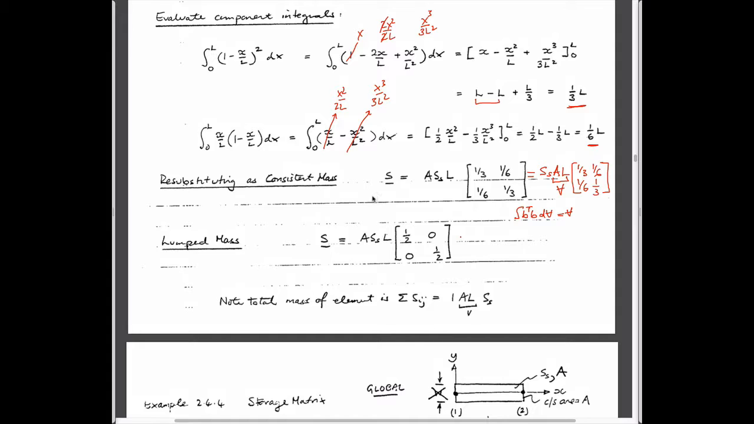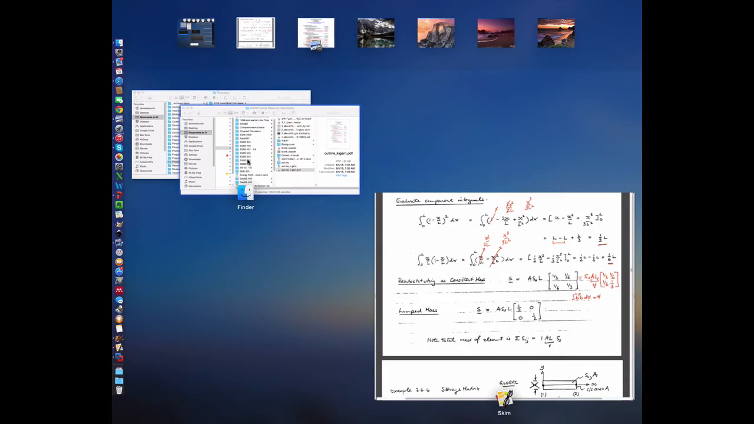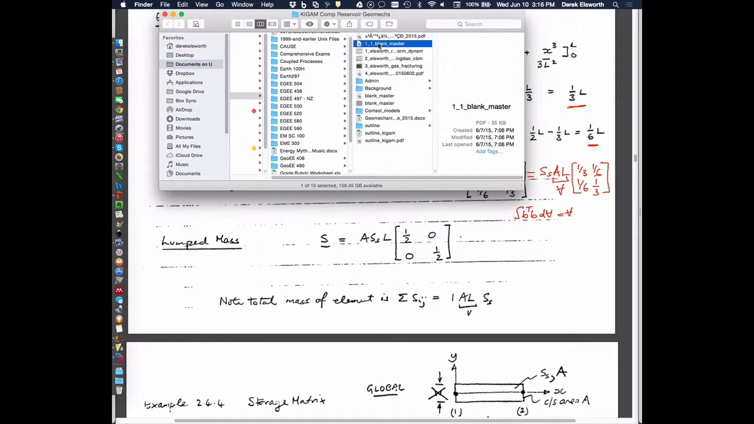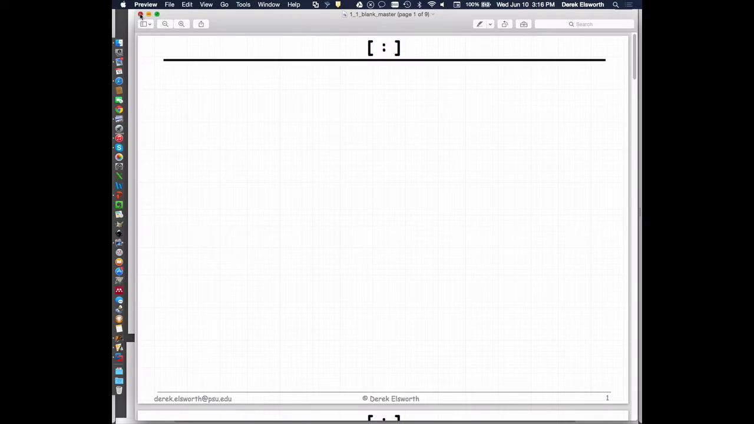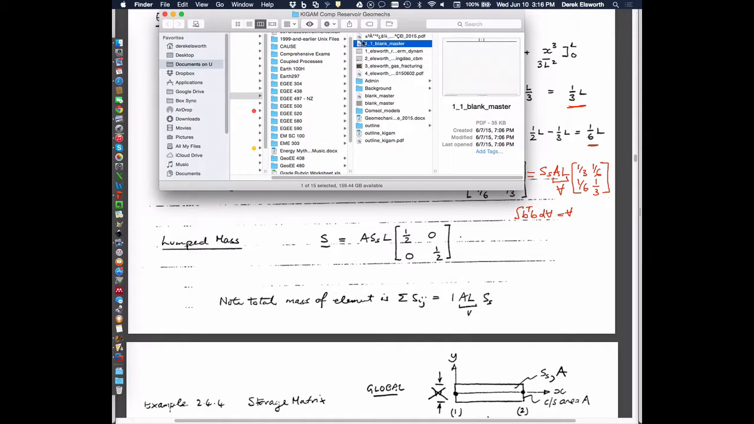The other way to think about this, and I guess I haven't done a very good job of opening up these blank pages. Let me do that, because I quite like doing that. No, it has to be. I can't write on it if I do that.